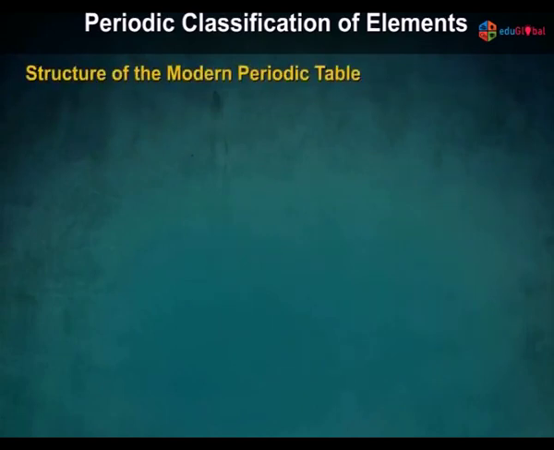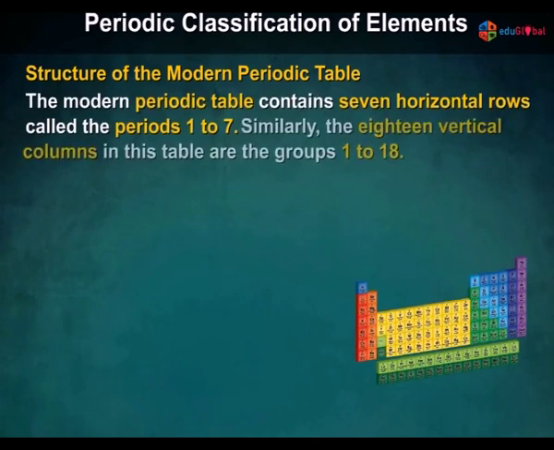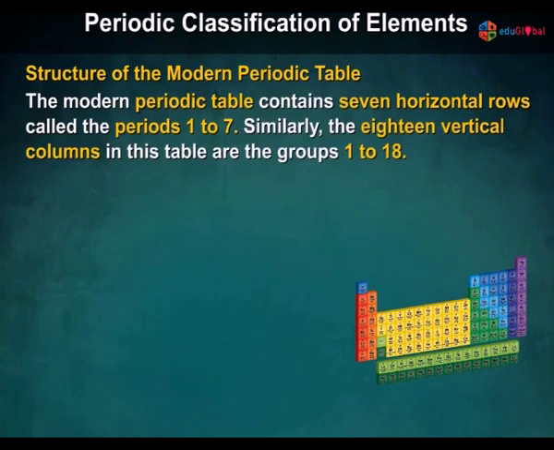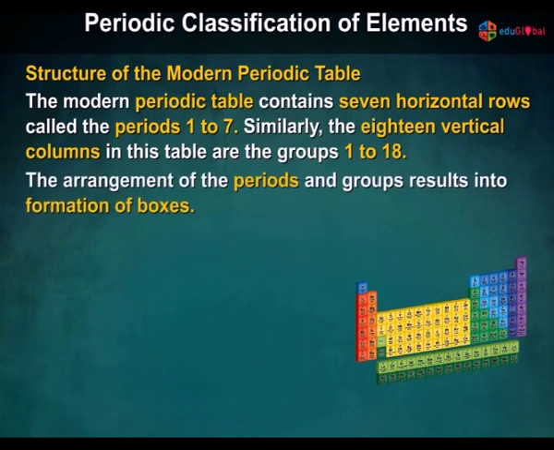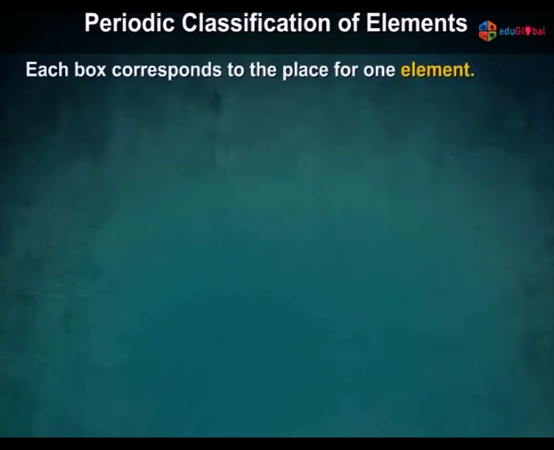Structure of the modern periodic table. The modern periodic table contains 7 horizontal rows called the periods 1 to 7. Similarly, the 18 vertical columns in this table are the groups 1 to 18. The arrangement of the periods and groups results in the formation of boxes. Atomic numbers are serially indicated in the upper part of these boxes. Each box corresponds to the place for an element.